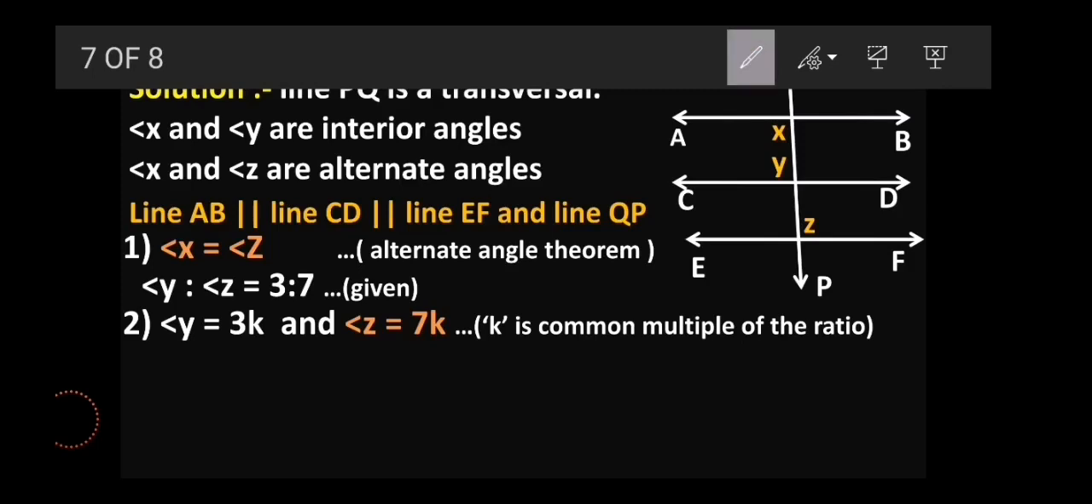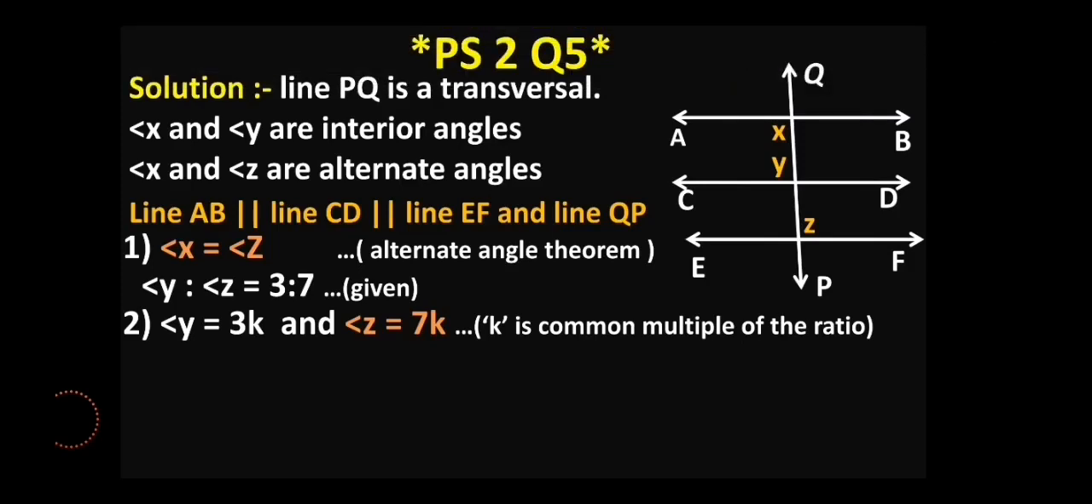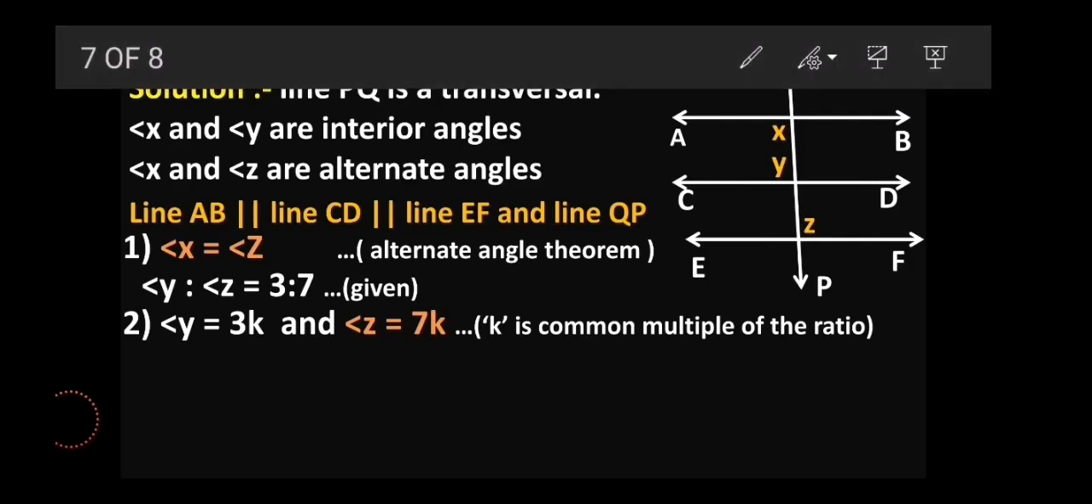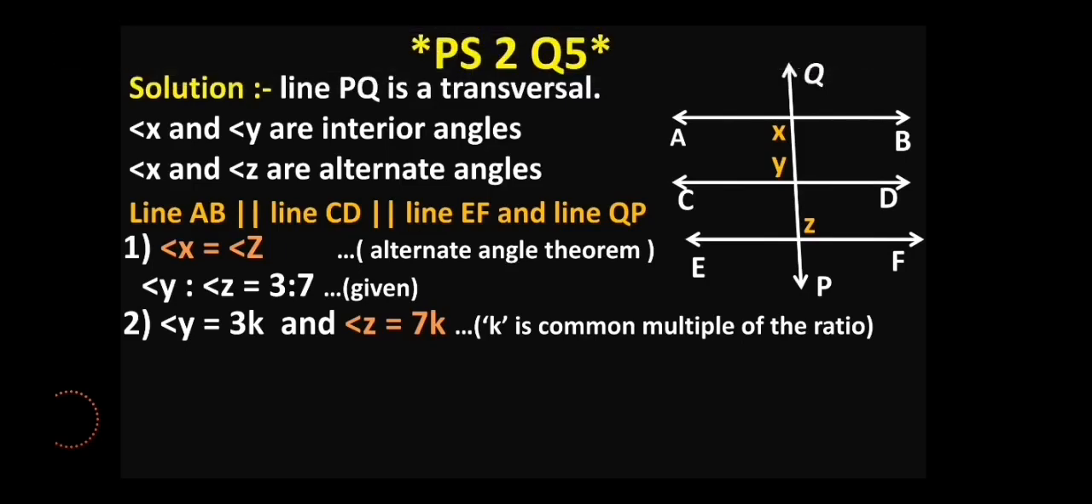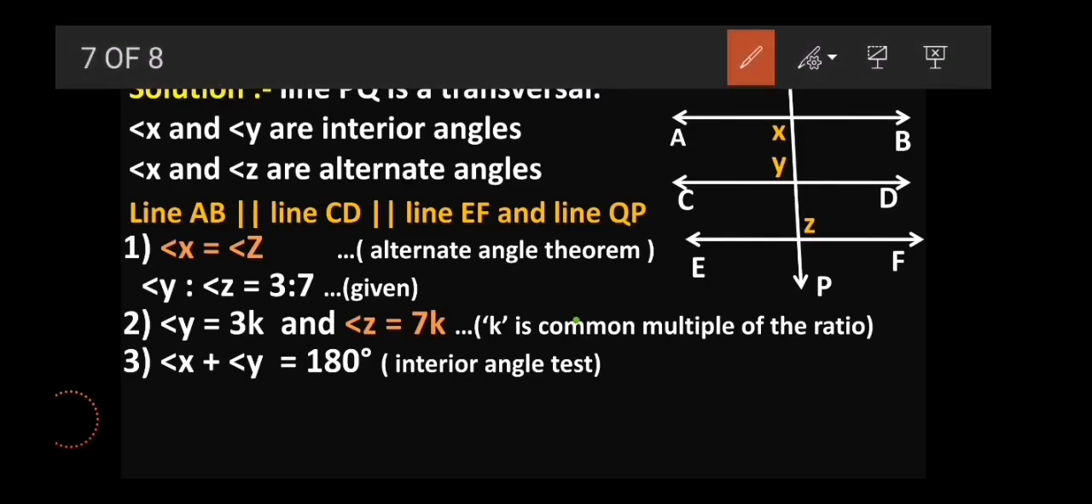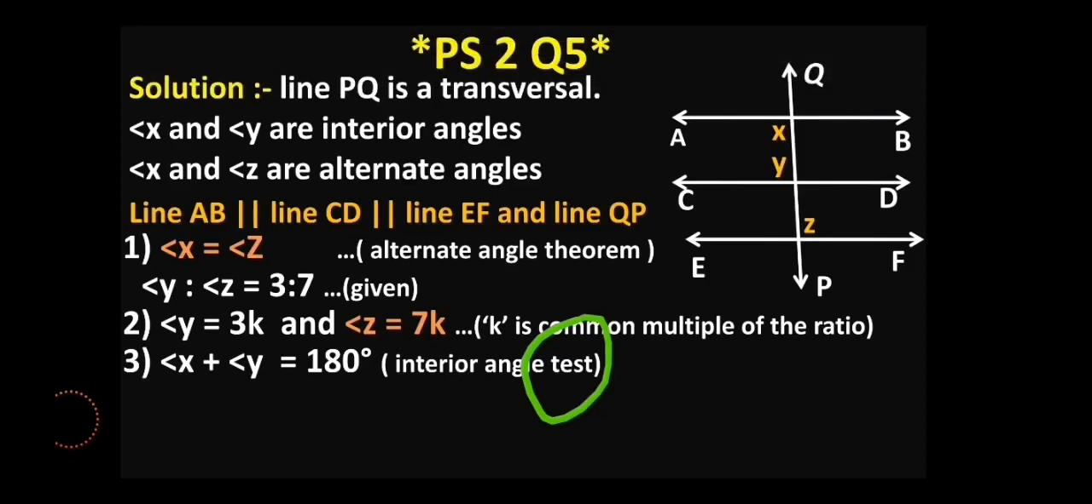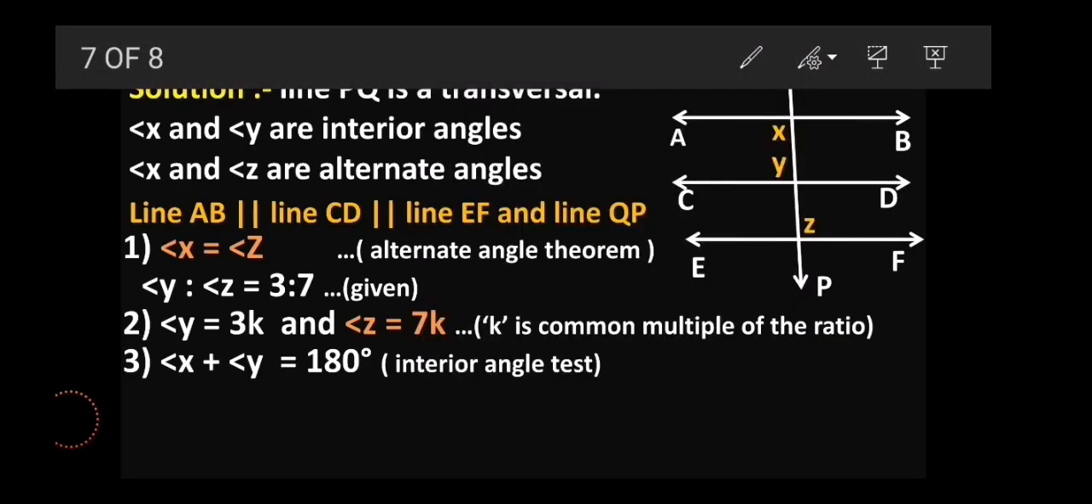So what we have over here now, we know one more relation of x and y, right? Which is that relation? That relation is nothing but x plus y equals 180 degrees, because we know the interior angle theorem. Here test is written, make it theorem, because lines are given already parallel to each other, so it should be theorem. Clear? I hope I made it very clear to you.